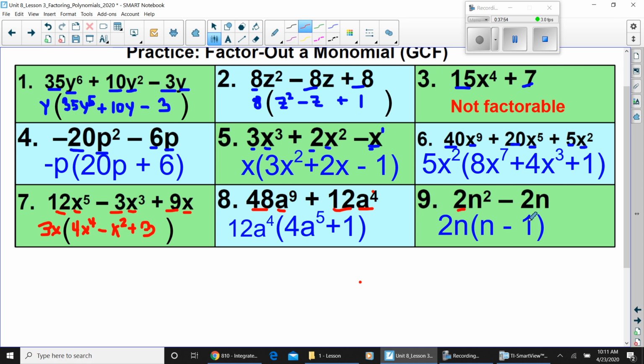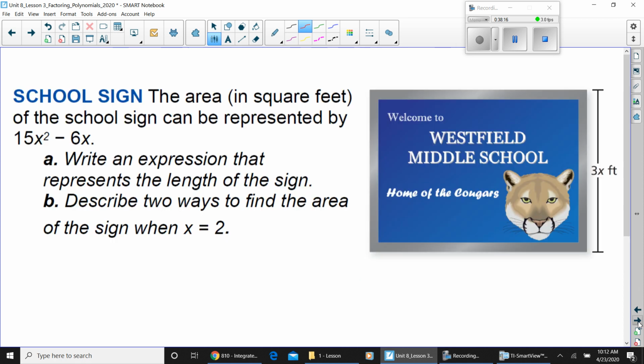Taking number 9, you're taking a look at, obviously 2 comes out, because that's the greatest common factor, and then n squared and n, n comes out. So 2n times what equals 2n squared? 2n times n equals 2n squared. 2n times negative 1 equals negative 2n. And that's basically it for number 9.